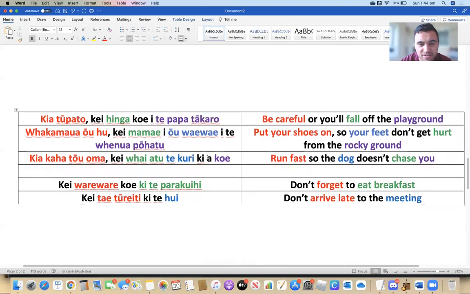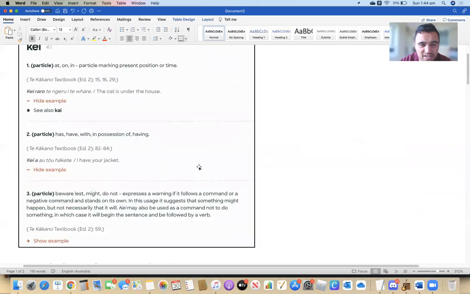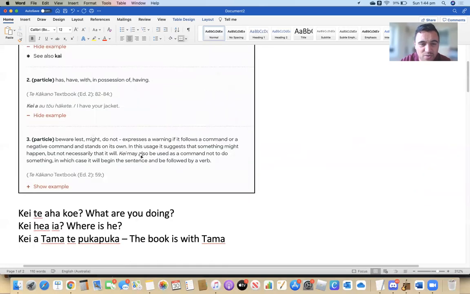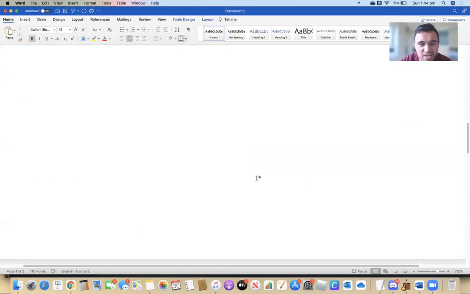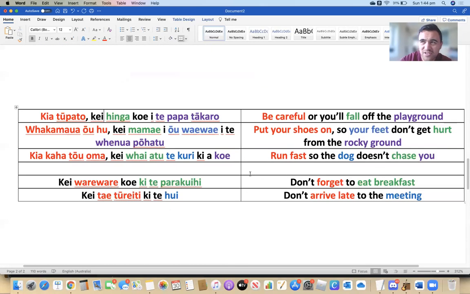Now, I've got 2 more examples down the bottom here, and these ones align with the last sentence here. Kei may also be used as a command not to do something, in which case it will begin the sentence and be followed by a verb. So this is similar to, you may have seen the structure for kaua e. Don't do something. Kaua e oma. Don't run. Kaua e haere ki te mahi. Don't go to work. It's very similar to that.